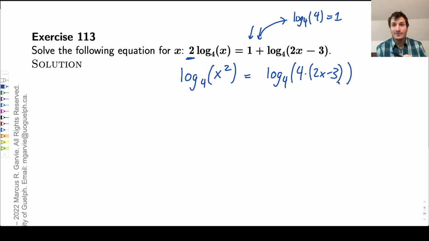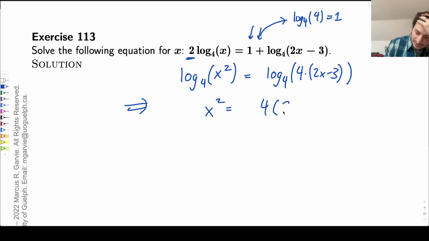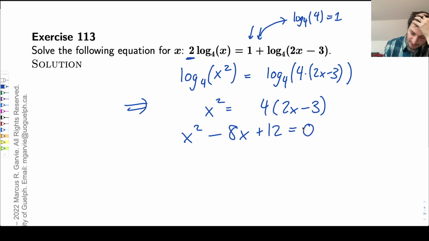And now I have the log of something equals the log of something else. Therefore, the two things must be equal. So therefore, x squared equals 4 times 2x minus 3. And this is a quadratic equation. X squared minus 8x, 4 times 2x is 8x. Move it to the other side, minus 8x. 4 times minus 3, negative 12. Move to the other side, plus 12 equals 0. So that's what you get after some algebra. Feel free to slow down and pause it. Do the algebra yourself. And now I got to solve this thing.